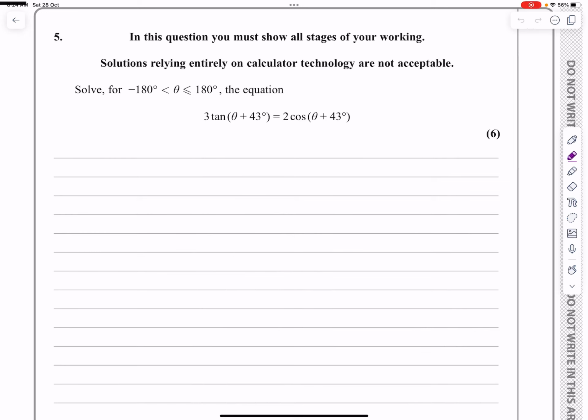Okay, this is the P2 paper from June 2022. It's question number 5, which is trig identities and equations. This is chapter 6. Let's have a look at it and get started then.